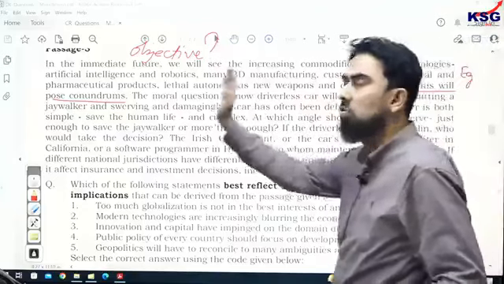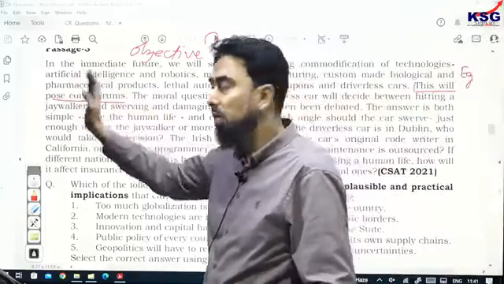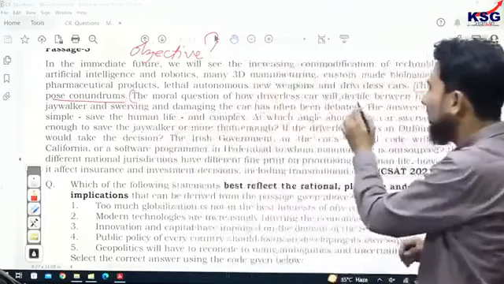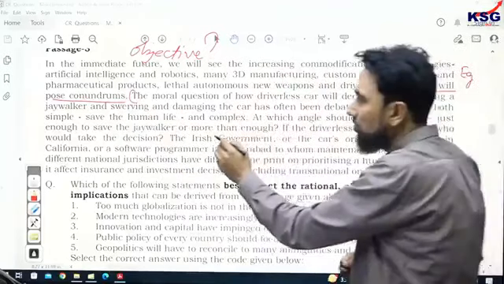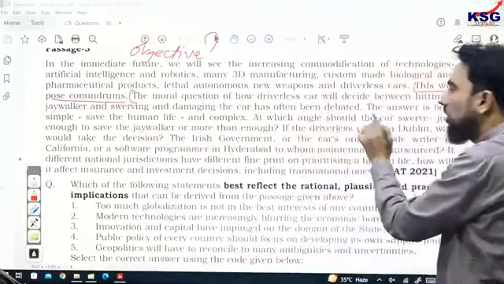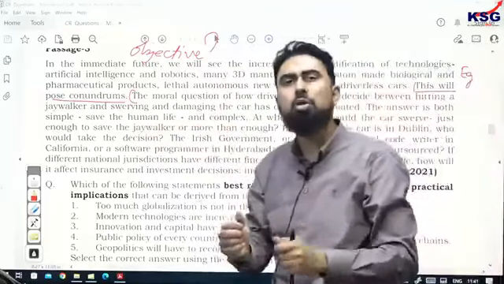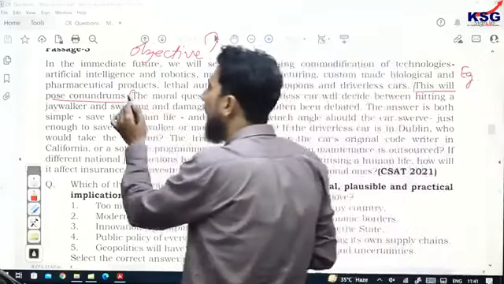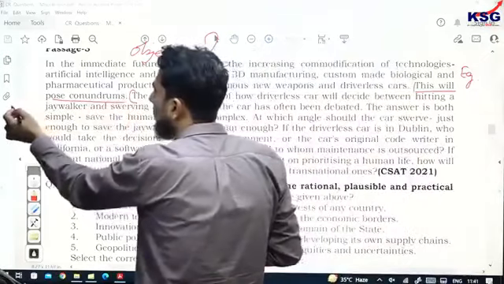So this will pose conundrums. This author's idea is clear. Now he will explain that. He says, the moral question of how a driverless car will decide between hitting a jaywalker and swerving and damaging the car has often been debated. Swerve means to deviate. Now he has gone into elaboration. So this part is the elaboration.